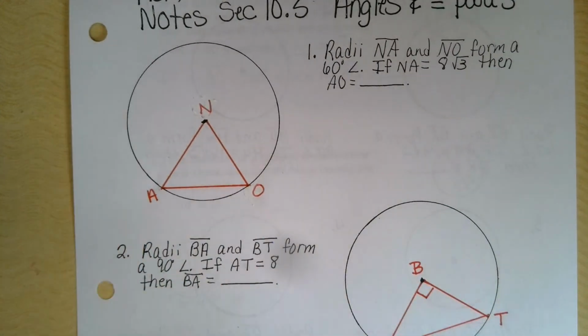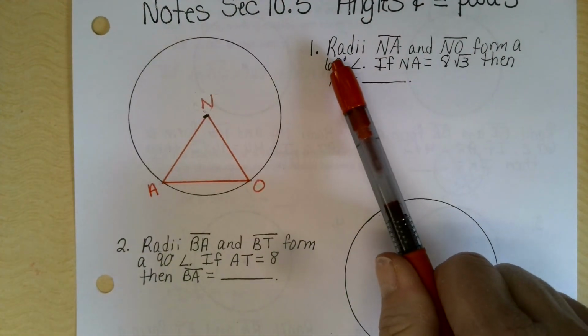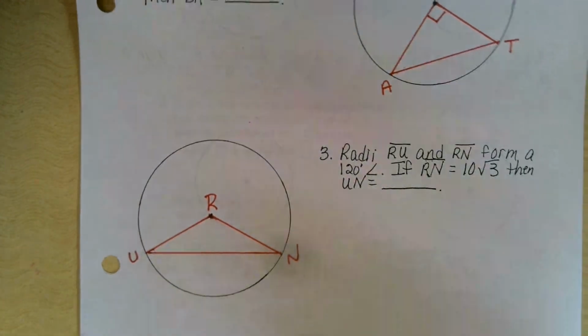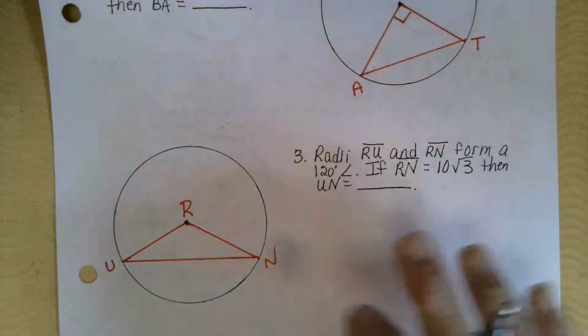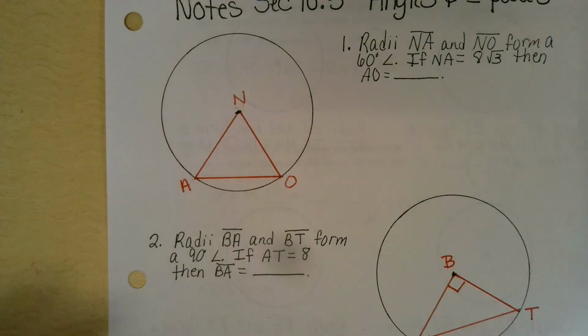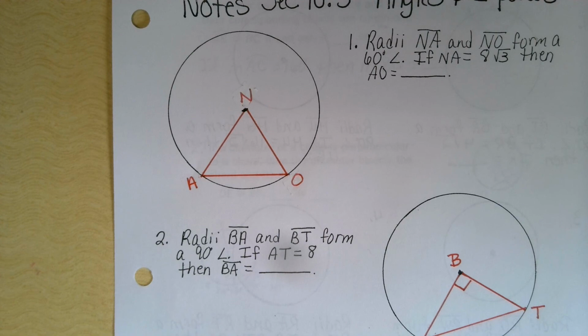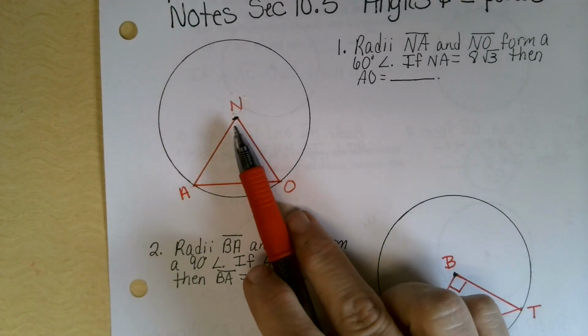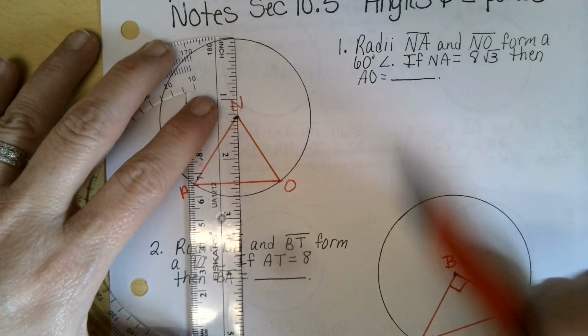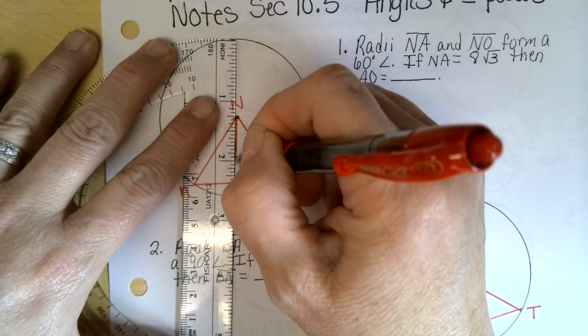Okay, so what's happening is we're looking at 60-degree angles, 90-degree angles, and 120-degree angles in our circles, and the neat things that these are going to create. On each of these problems, what I recommend, do not put the degree here because we're getting ready on every single problem to drop the altitude.